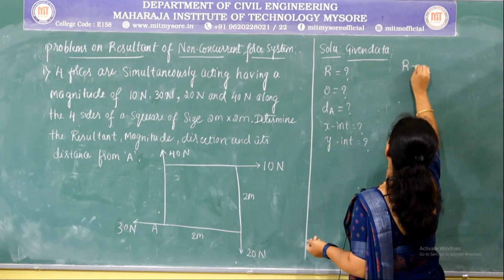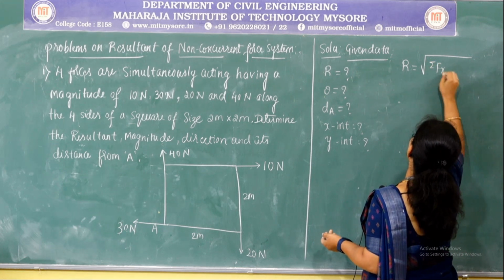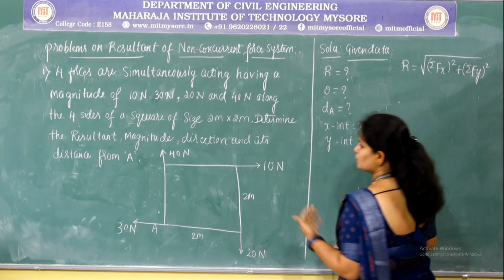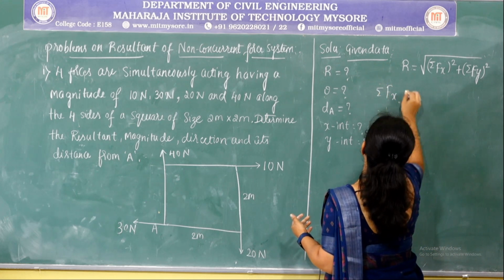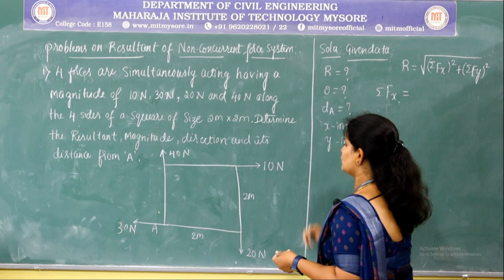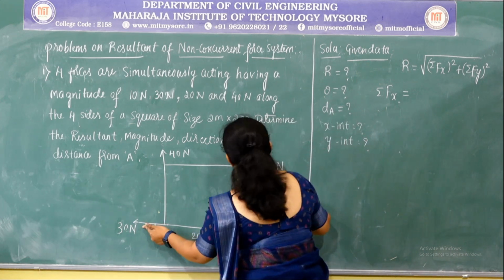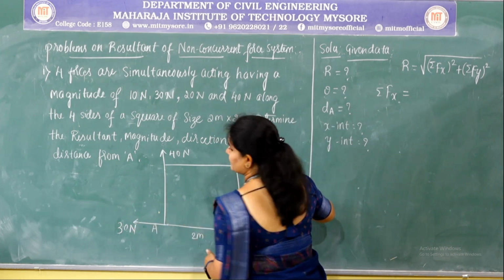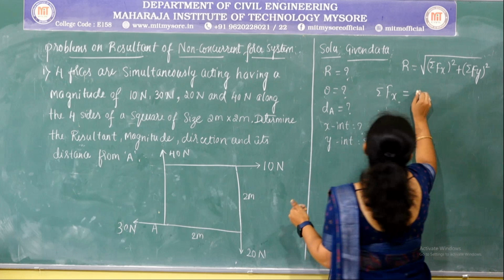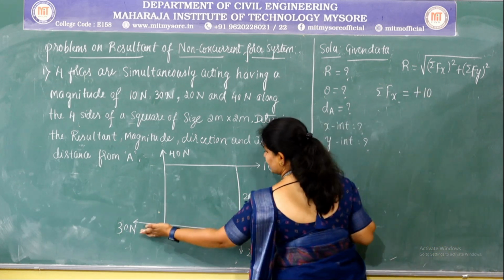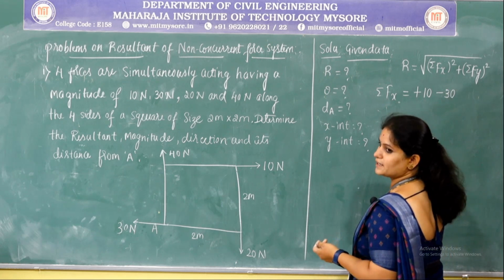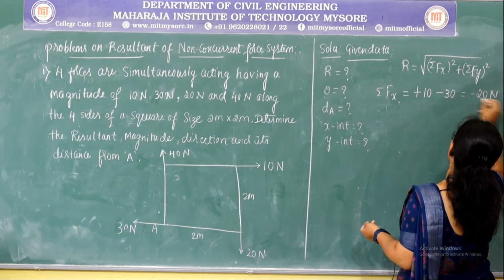In order to find this resultant, we know that R is equal to square root of summation of Fx whole square plus summation of Fy whole square. So, what is Fx? Summation of Fx is the algebraic sum of all the forces which are acting in horizontal direction. There are two forces acting in horizontal direction: a 10 Newton force and a 30 Newton force. The 10 Newton force is acting towards the positive x axis, that is towards right, so it is positive 10, and the 30 Newton force is acting towards left, that is the negative x axis, so it is minus 30, which is equal to minus 20 Newton.